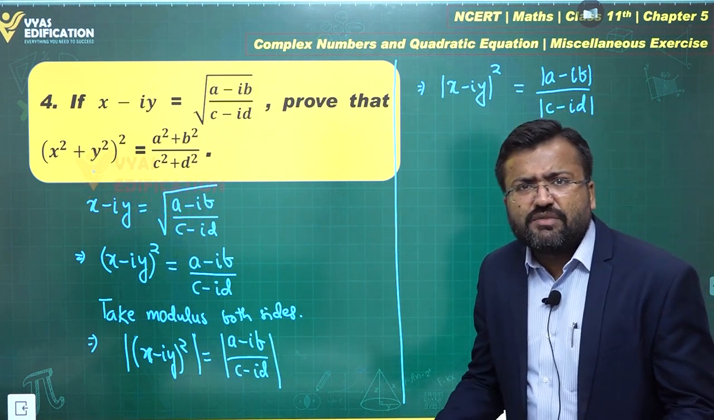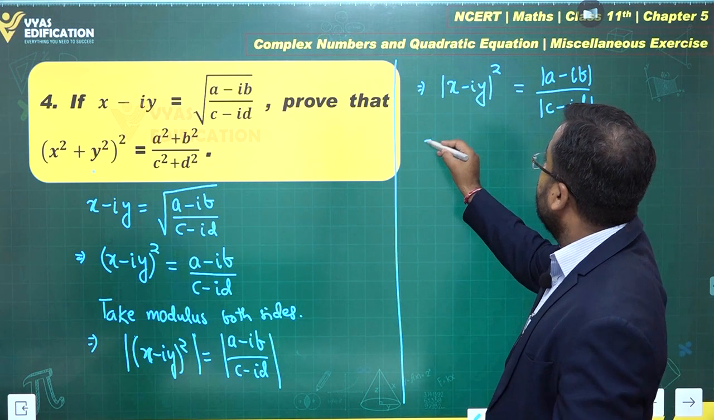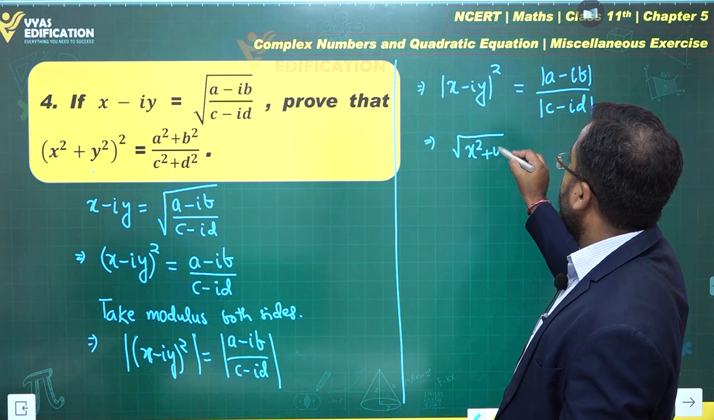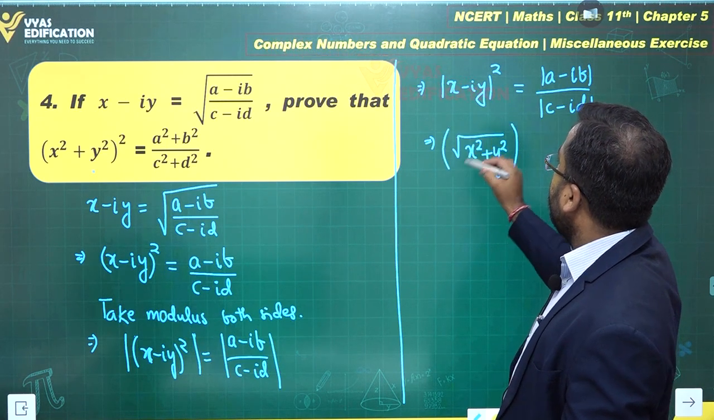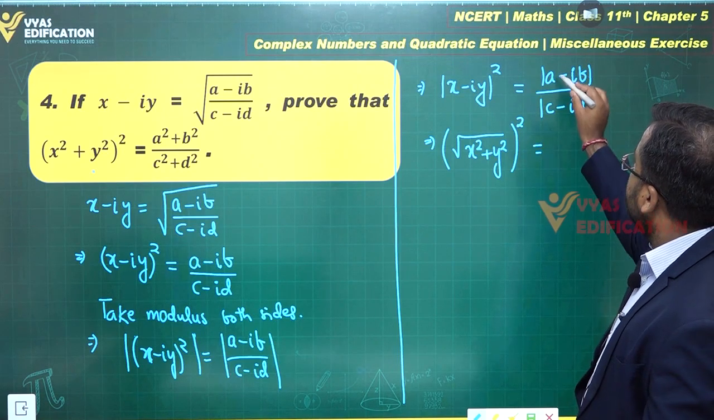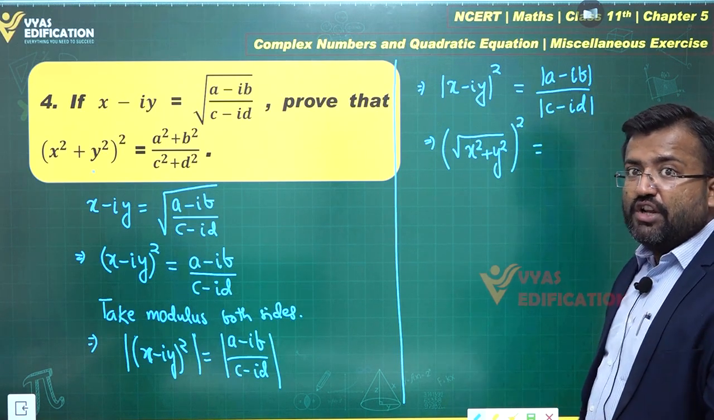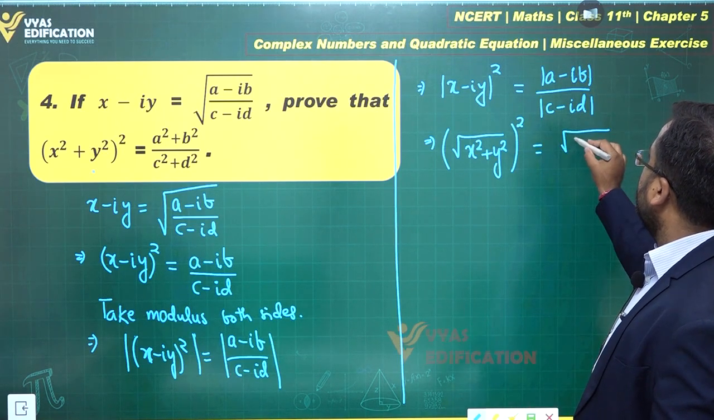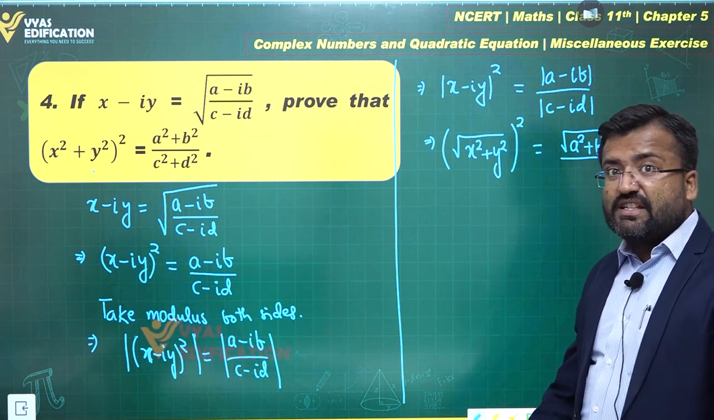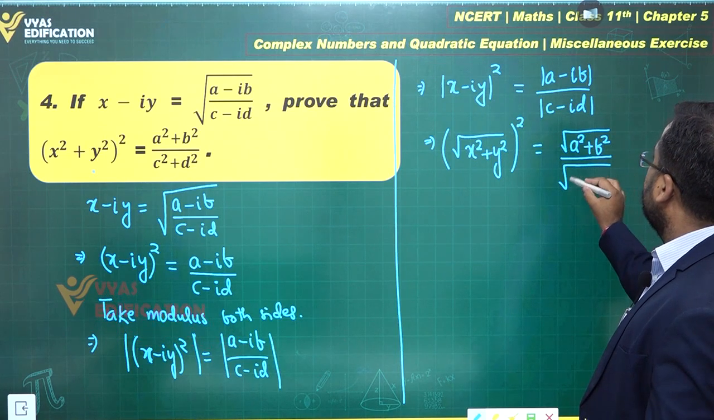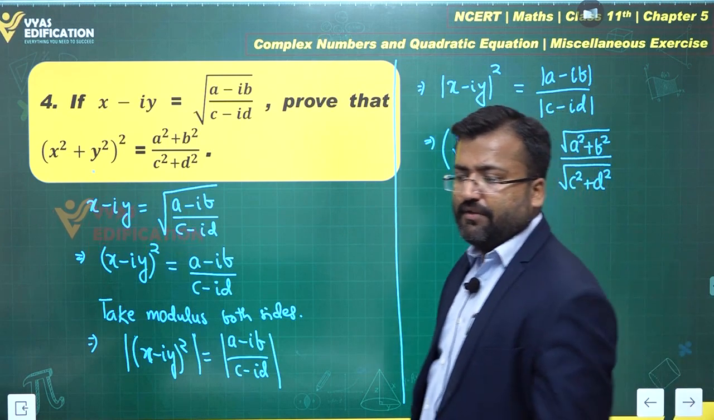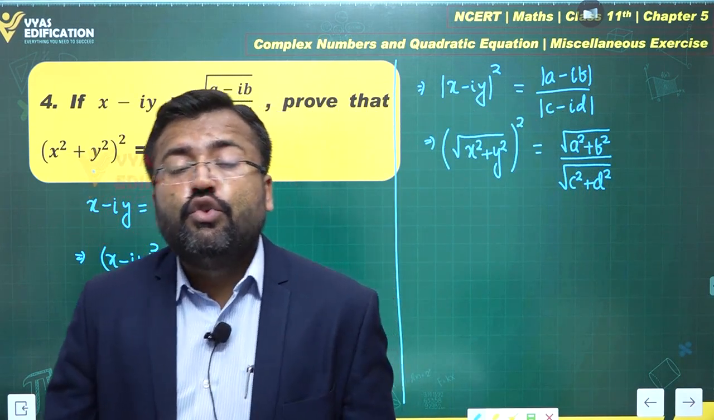Now, what is the modulus of x minus iy? Let's try to find that. Modulus of x minus iy is the square root of x square plus y square, and yes, there is a square over there. This is the modulus of a minus ib. What is the modulus of a minus ib? That is the square root of a square plus b square. What is the modulus of c minus id? That is the square root of c square plus d square in the denominator. This is under root on the right hand side.